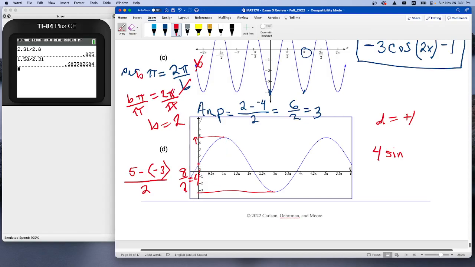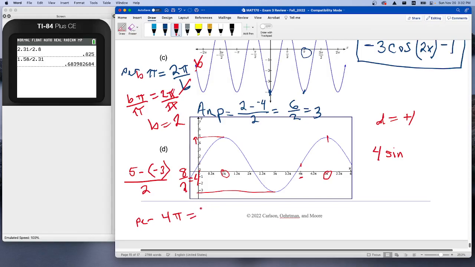Then the last thing we just need to see is what is the period. So if I go from here, up, down, up, the period is going to be 4 pi. If you didn't quite see that, here's 1 pi, and then here's 5 pi. So the distance between that is 4 pi. So the period is 4 pi.